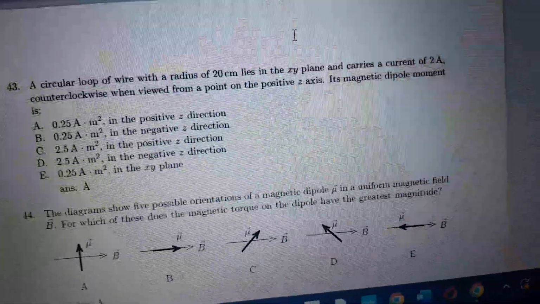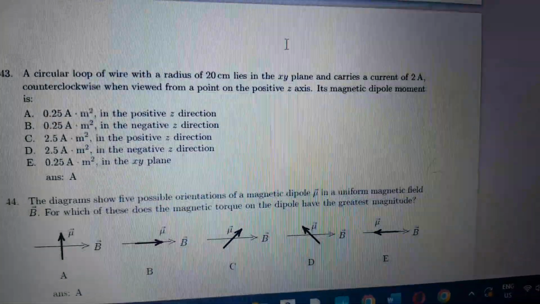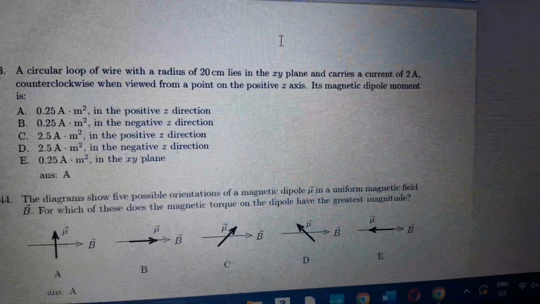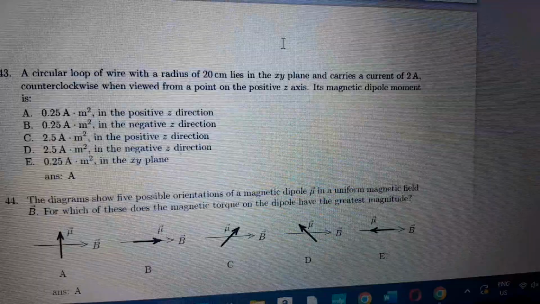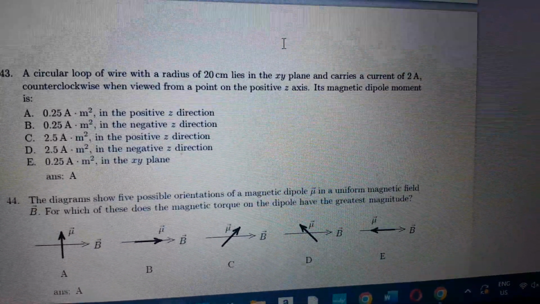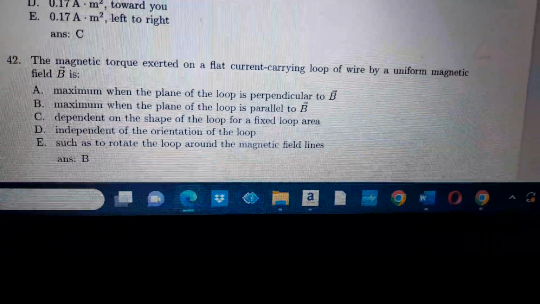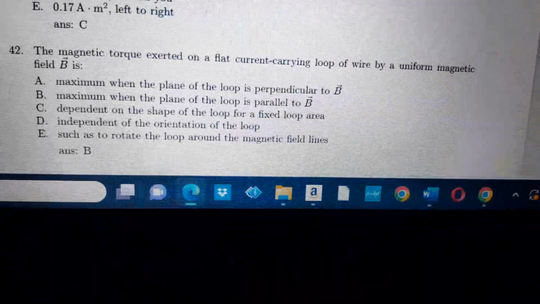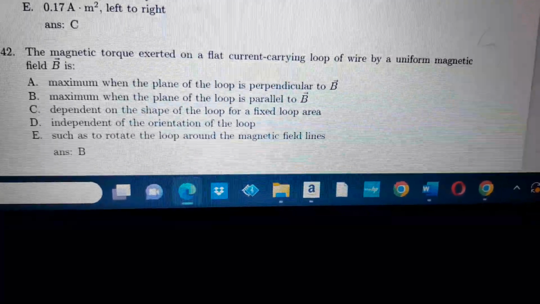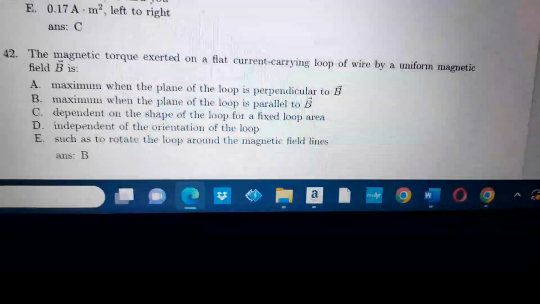A circular loop of wire with a radius of 20 centimeters lies in the xy plane and carries a current of 2 amperes counterclockwise when viewed from a point on the positive z-axis. Its magnetic dipole moment is 0.25 ampere meter squared in the positive z direction. The magnetic torque exerted on a flat current carrying loop of wire by a uniform magnetic field B is maximum when the plane of the loop is parallel to B.